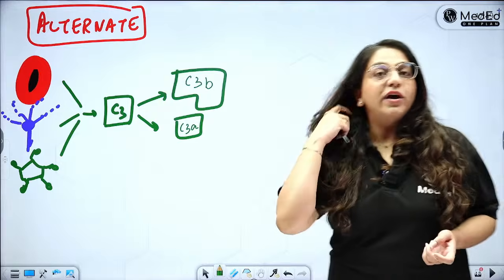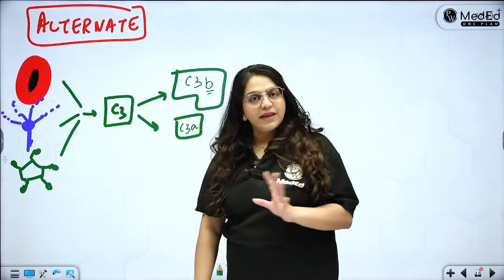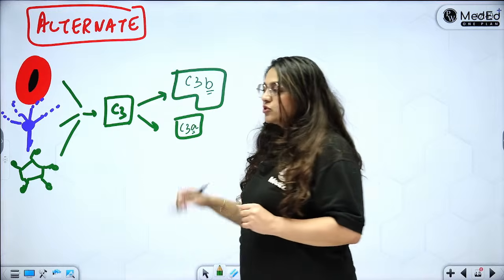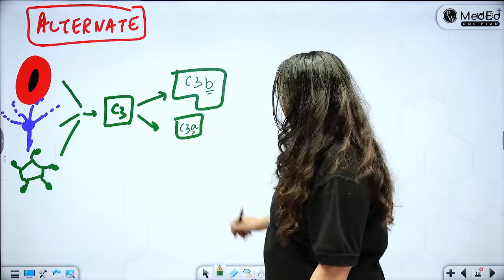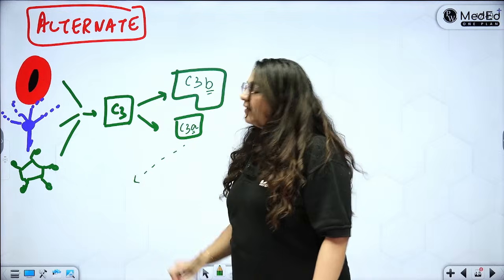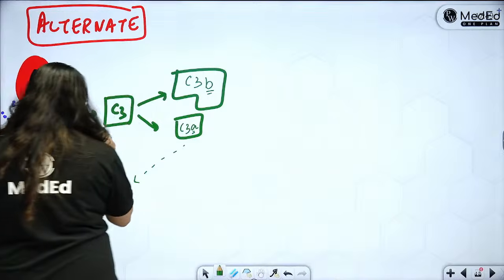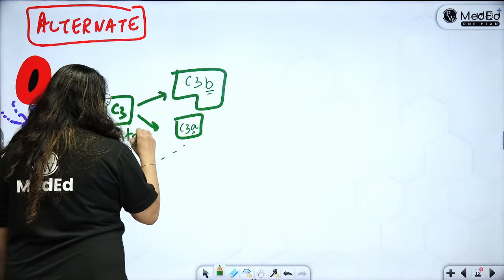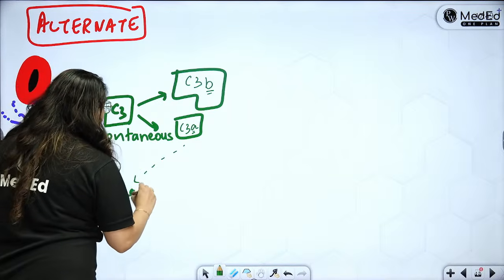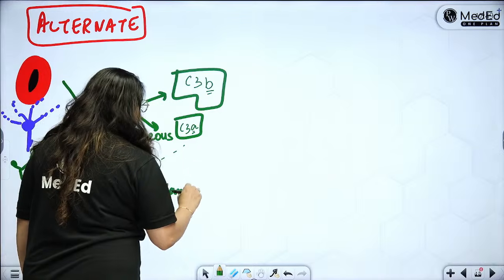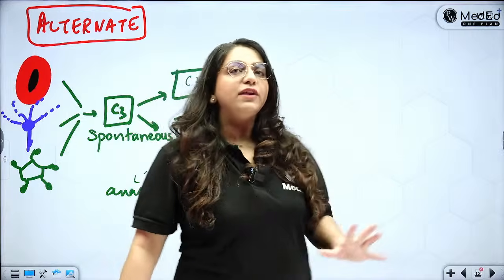Correct? So what is going to happen now? You know that B is a binding unit, and A is an anaphylotoxic unit. Now this C3a is going to go away and cause anaphylaxis, that is all right. Right? What has happened here? Spontaneous hydrolysis, and the C3a has gone to cause anaphylaxis. What will C3b do? It has to bind to something. It is waiting to bind to something.